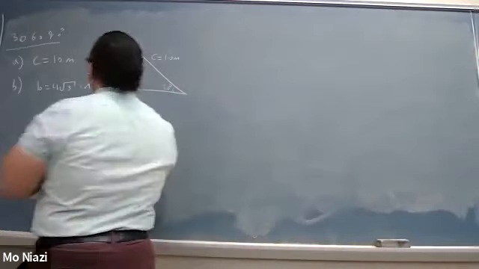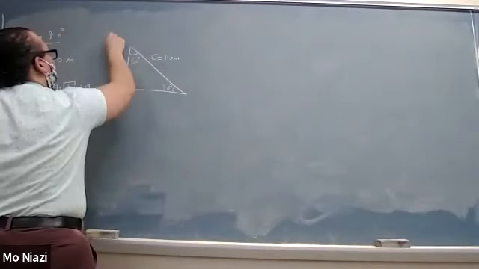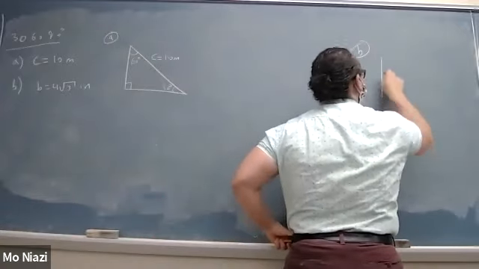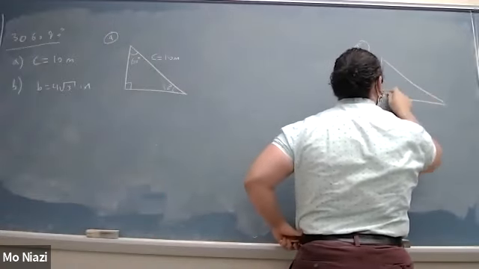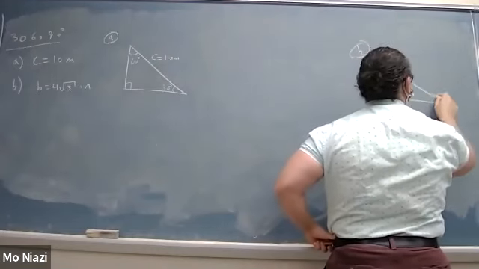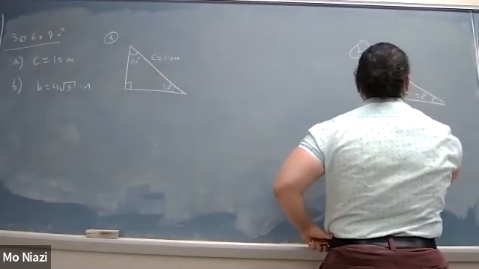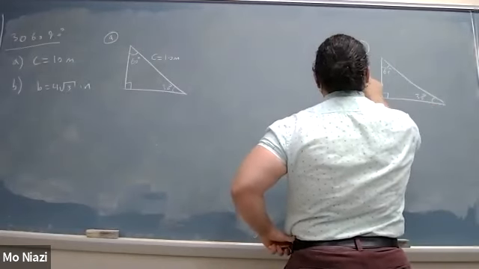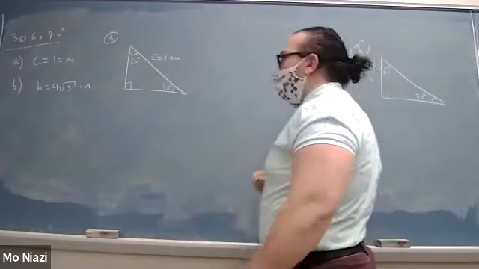So here's triangle A. Here's triangle B, and we'll solve them separately. Both 30, 60, 90 triangles. Shorter leg here, B, is equal to 4 root 3 inches. Okay.